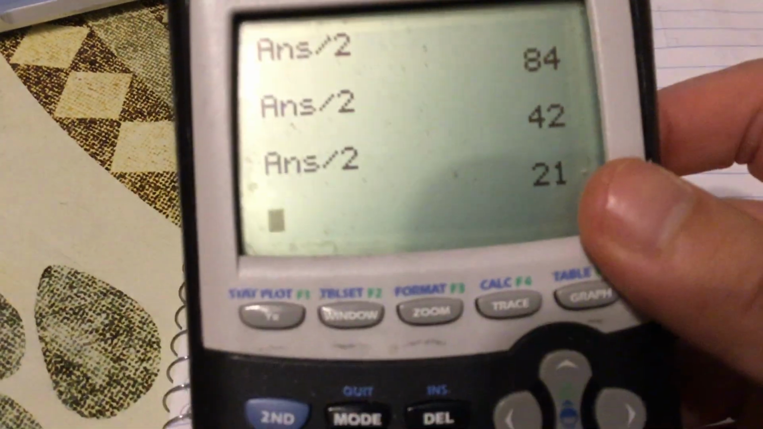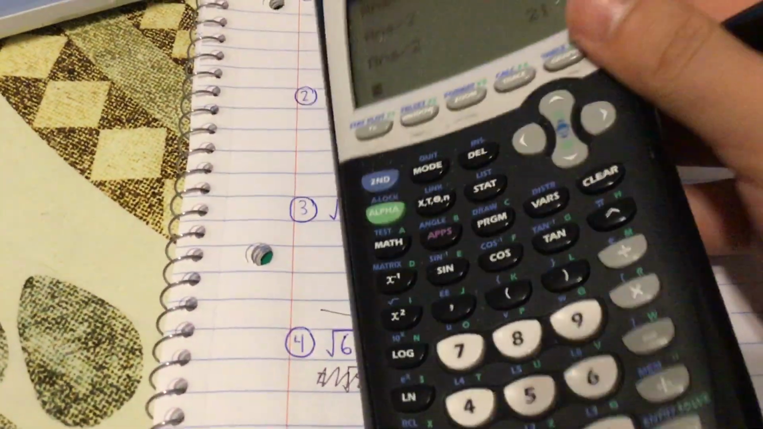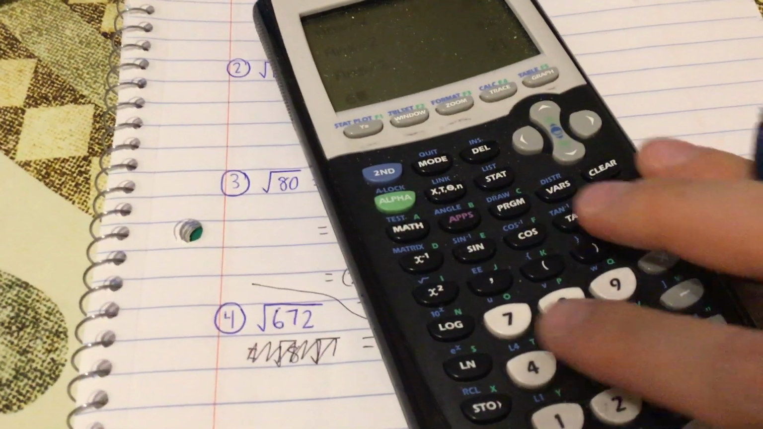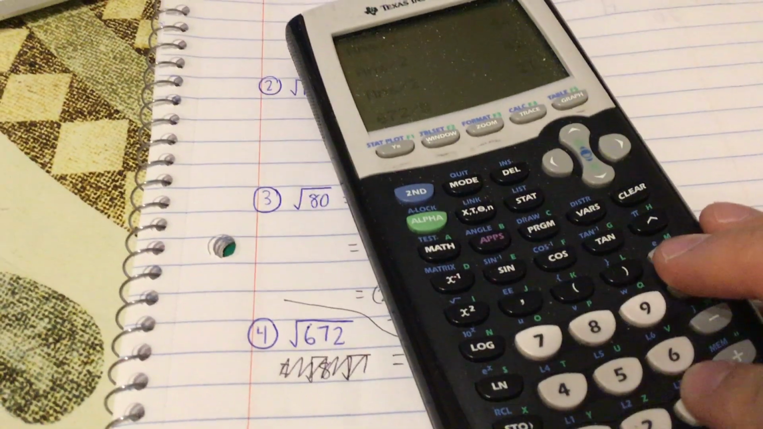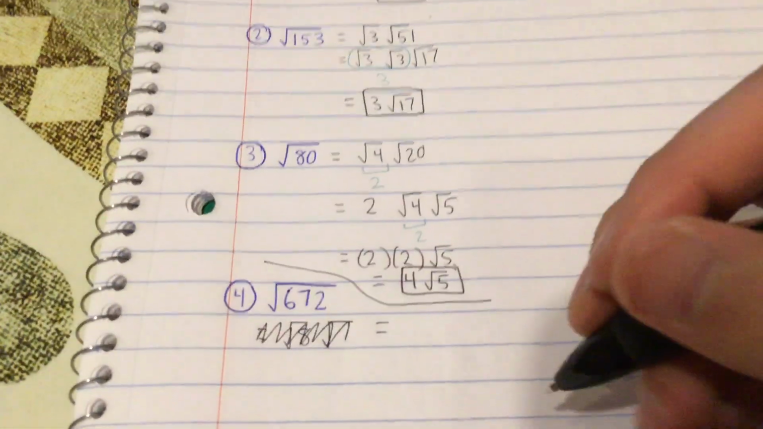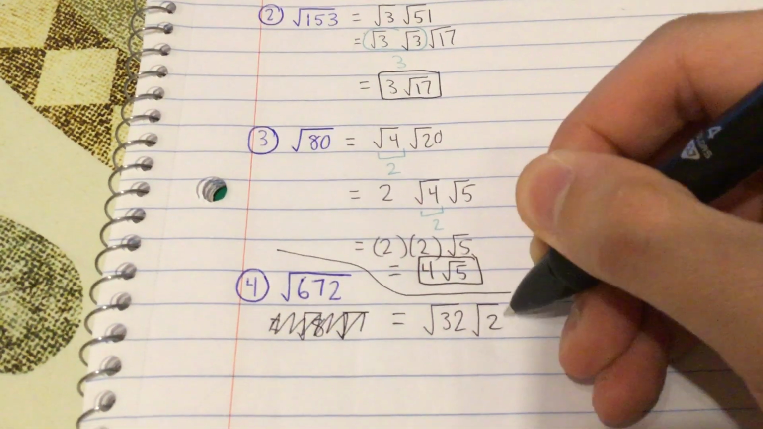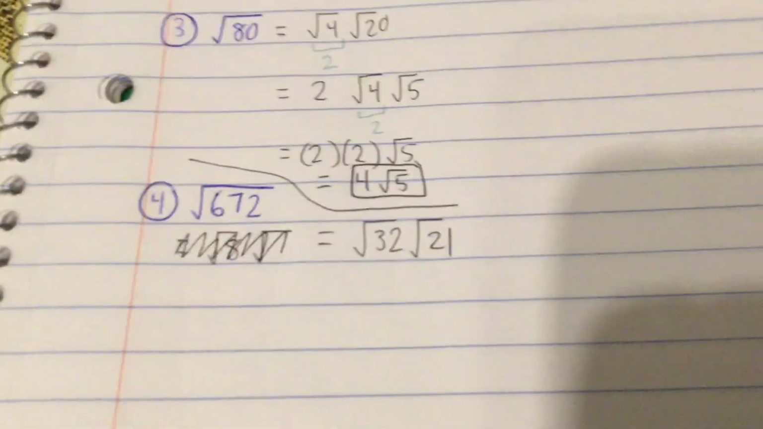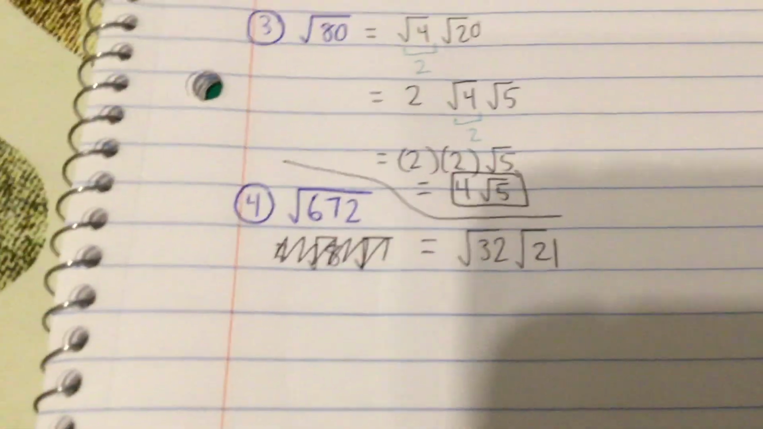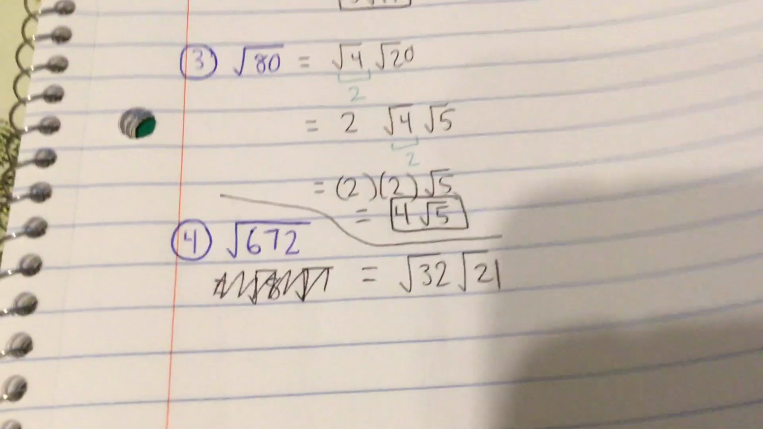So what was it again? We just divide by 2, divide by 2, divide by 2. I believe that was dividing by 32. So 672 divided by 32. That was 21. So radical 32, radical 21. Yeah, let's go for the ones in the middle. Genuinely proud of myself. That was awesome.